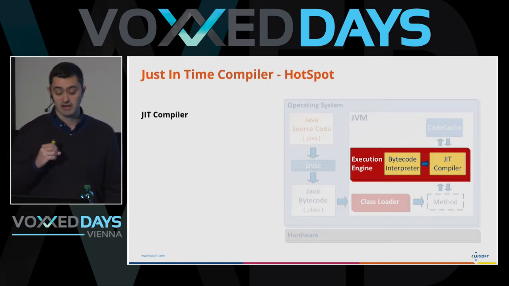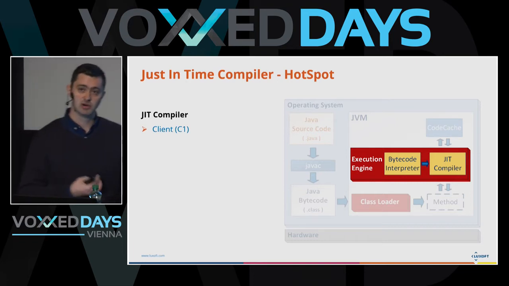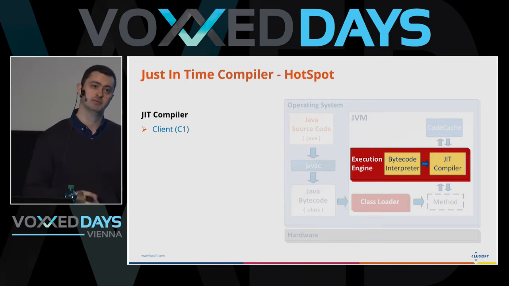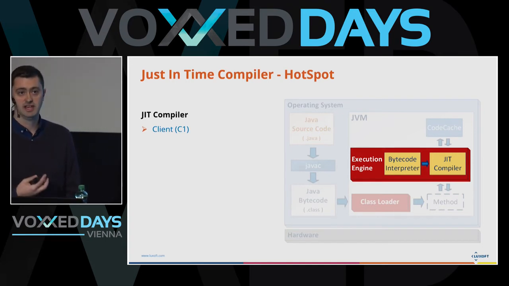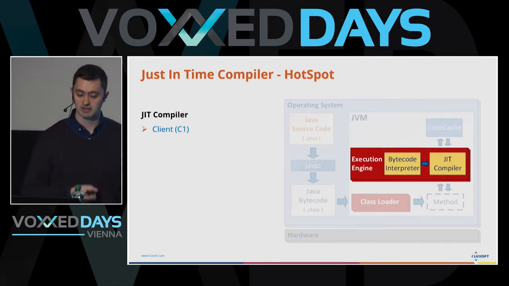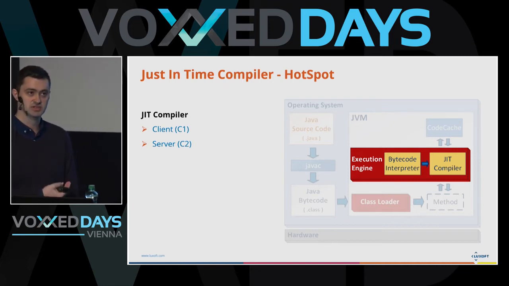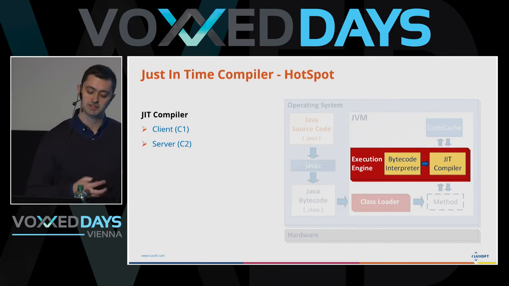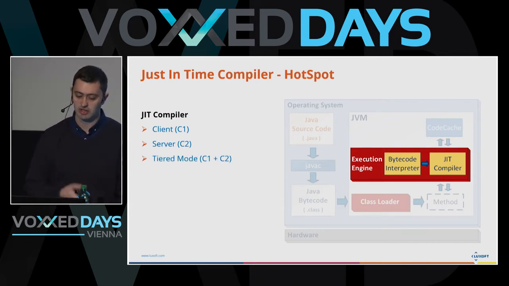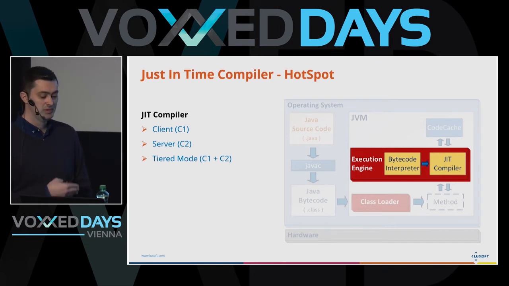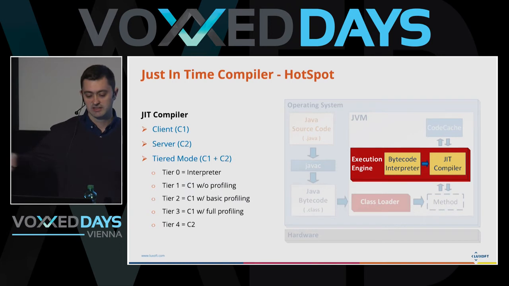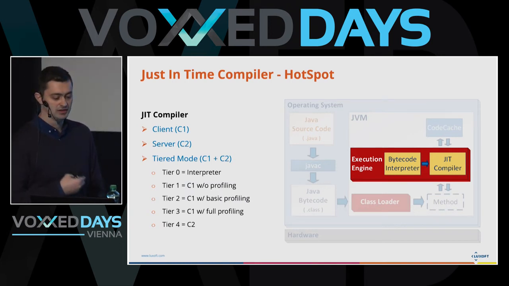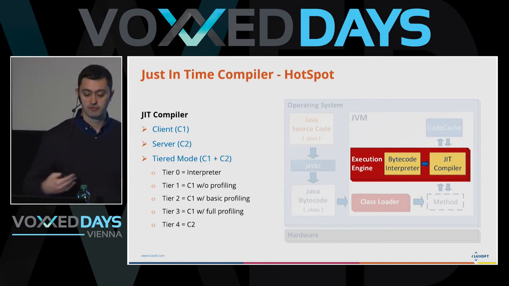If we zoom in a bit, the just-in-time compiler is made of the client compiler, C1, which triggers only rock-solid optimizations based on the invocation threshold, which is around 1,500 iterations. The second one is the server compiler, C2, which does better optimizations than C1, but it needs a higher threshold, around 10k iterations, to trigger and compile the code. And we also have the tiered mode, which is a mixture of C1 plus C2, and it has a lot of tiers. It starts in the interpreter, goes to C1 without profiling, with basic profiling, with full profiling, and then it reaches the second one.